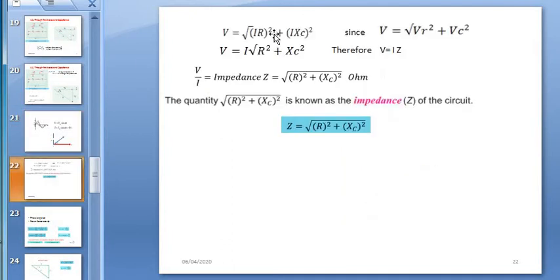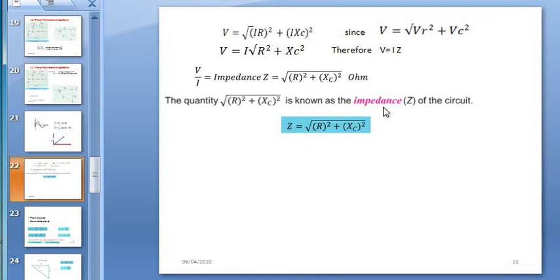The next, from the voltage equations, V is equal to square root of VR square plus Vc square, which is equal to square root of IR square plus IXC square. VR is IR and Vc is I into XC. I is common in both, therefore taking I common, V is equal to I into square root of R square plus XC square. What is this square root of R square plus XC square? This is called as impedance, same as in the previous case, which is also equal to V divided by I. It is measured in ohm.